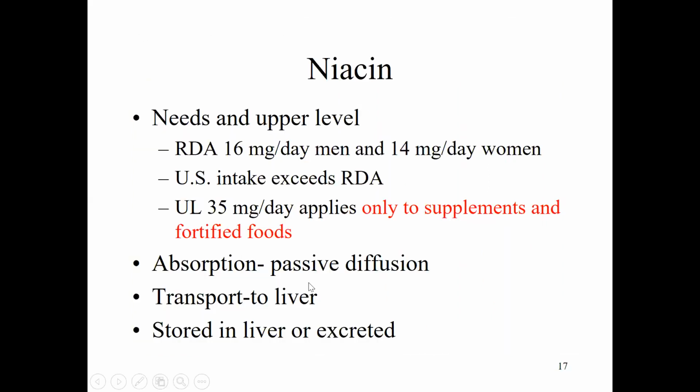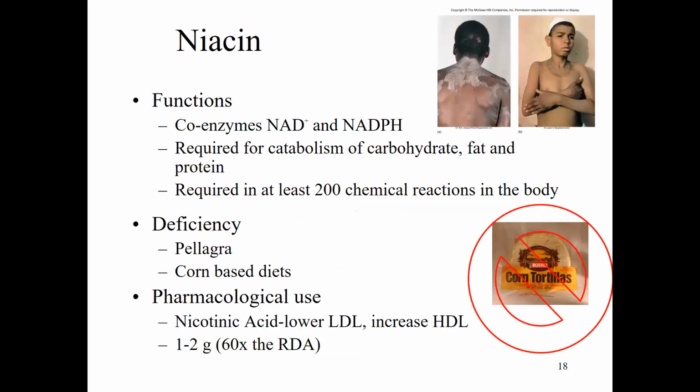It absorbs very easily just through passive diffusion. It gets transported to the liver. It can be stored, but it can also be excreted in our urine. So in terms of functions and deficiencies, here we have another coenzyme. When you look at the citric acid cycle for energy metabolism, and every time you see NAD and NADPH, you're talking about niacin. You need niacin.